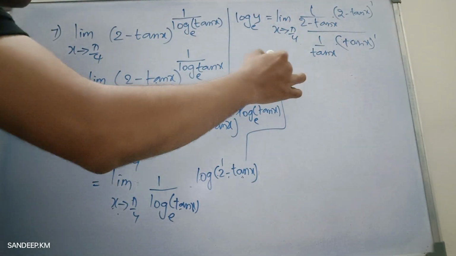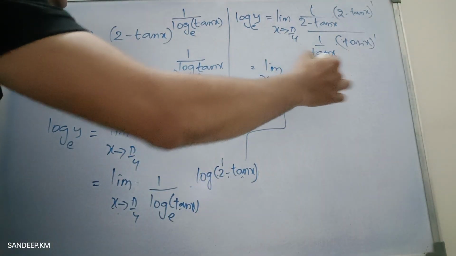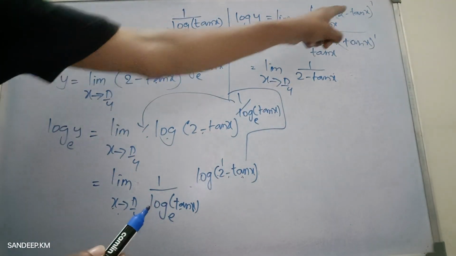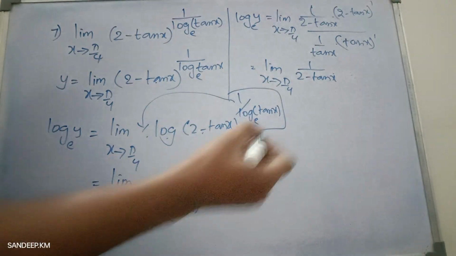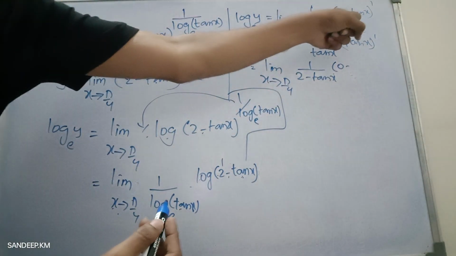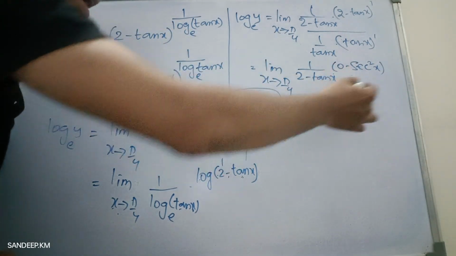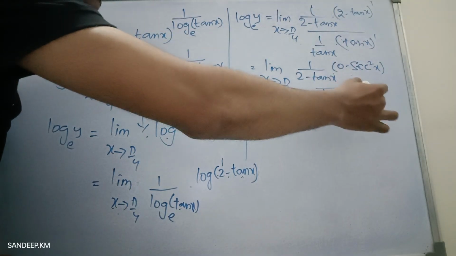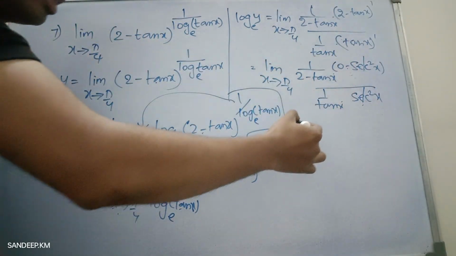Next, dear students, limit x approaches pi by 4. We are very close to our answer. 1 divided by 2 minus tan x into 2 derivative. See, in addition or subtraction, the derivative will be separated. 2 derivative, the number derivative is 0, minus tan x derivative. Tan x derivative is secant square x, divided by 1 by tan x into, again tan x derivative is secant square x. So secant square x will get cancelled, but remember minus is there.